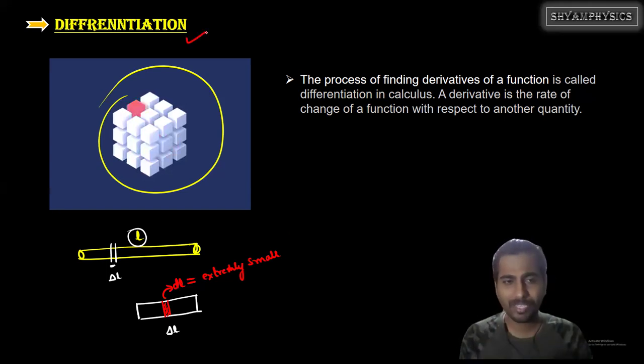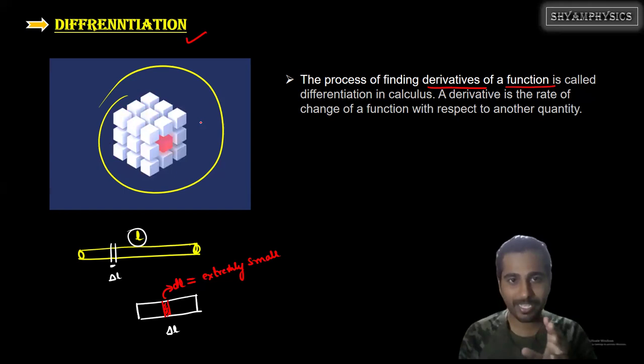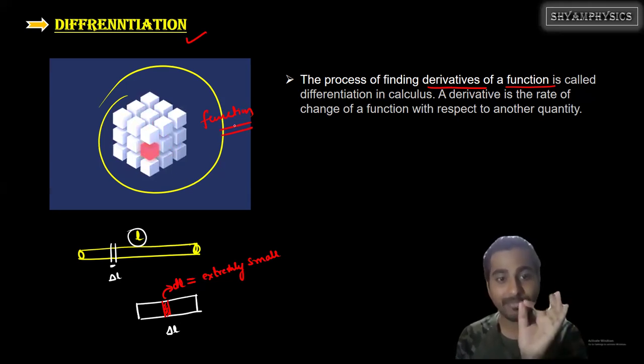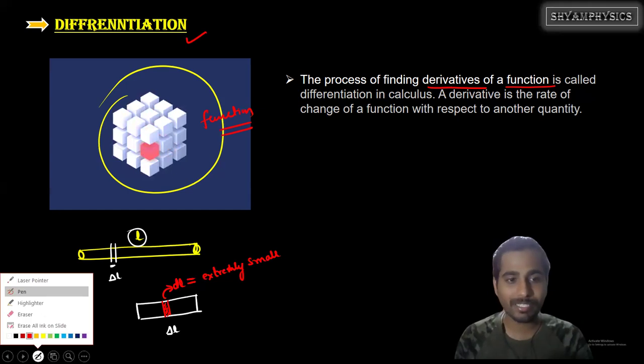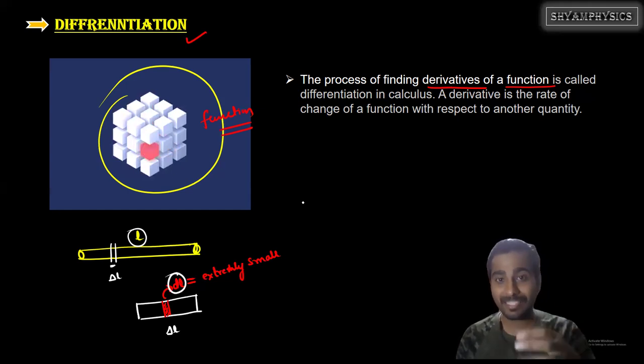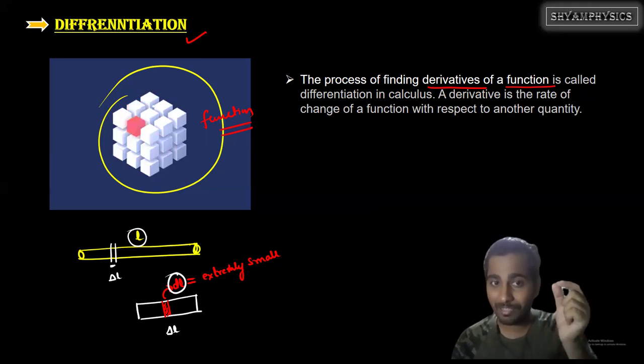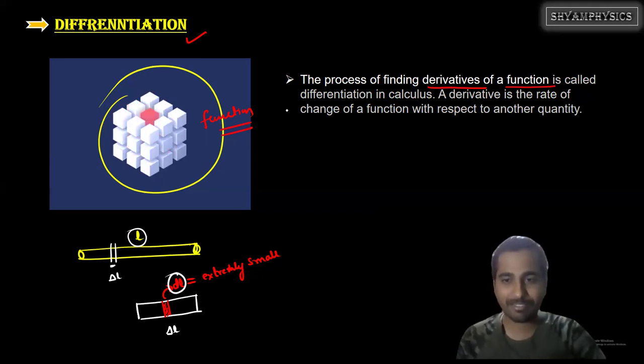In order to understand, in mathematics, what is meant by differentiation is the process of finding derivatives of a function. This complete body is the function. Derivatives mean the very small part which is present inside it. What is that small part here? This dl. The process of finding derivatives of the function is called differentiation in calculus. That is how in a standard way we define it.